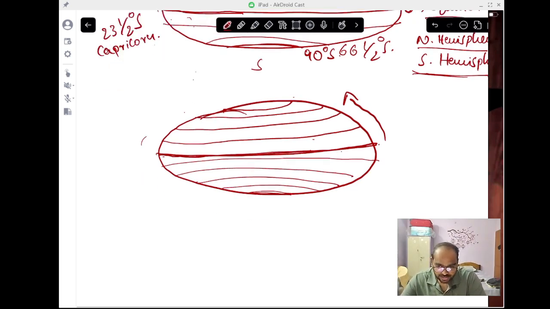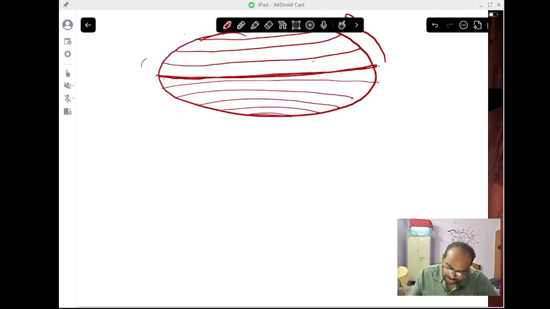Apart from locating places, we also use latitudes to determine heat zones on the earth. Let's look into it.